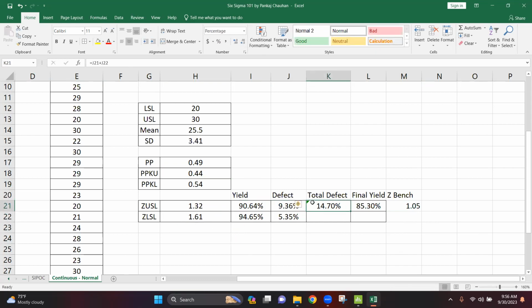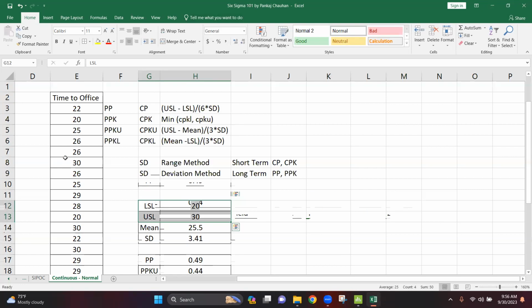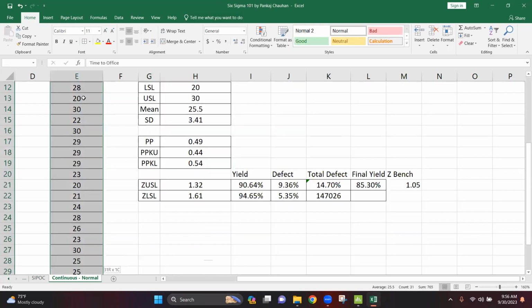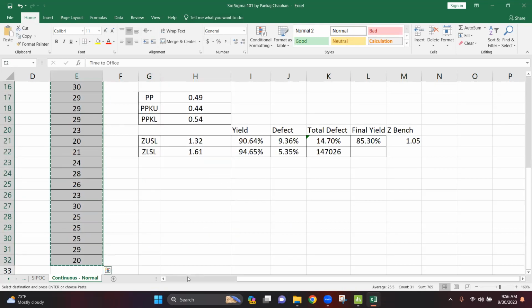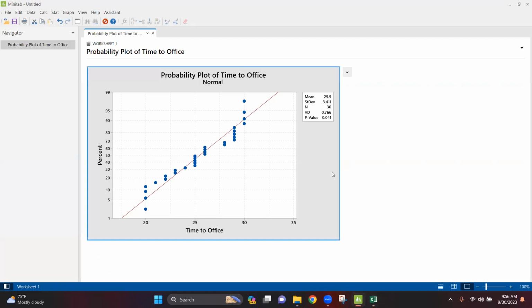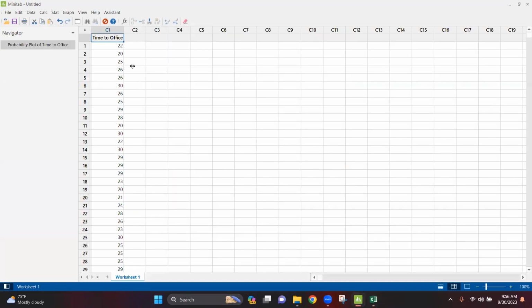In the same way, you can convert this defect into the DPMO as well. If you multiply it by 10 to the power of 6, your DPMO will be 147,026. So now you have all the values. For the same thing with specifications 20 and 30, I will show you in Minitab how to get the same values. I'll just copy my data. I think the data is already there.